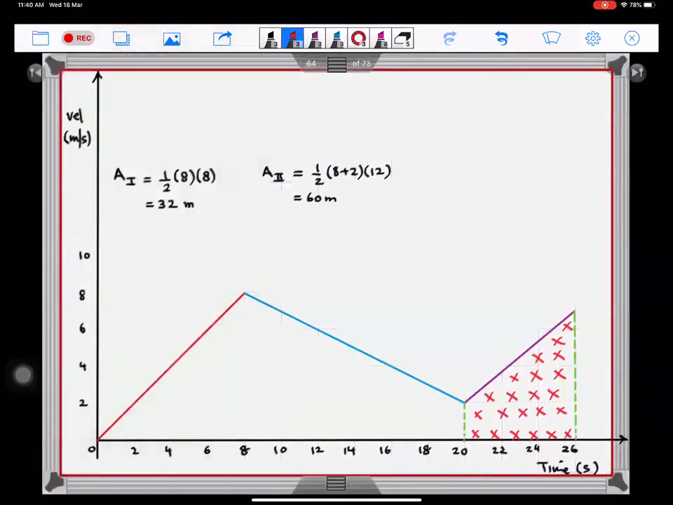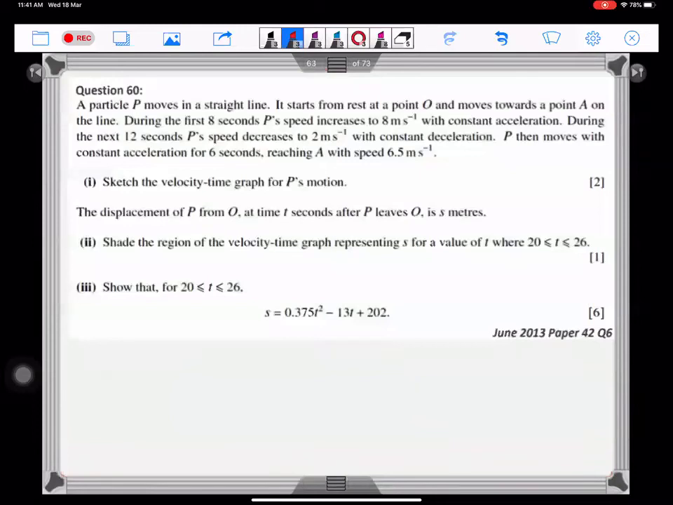And then I can say that the area for the first 8 seconds is 32 meters. The area for the next 12 seconds is 60 meters. That means the distance covered during the first 20 seconds is 92 meters. Now, why do I need this? Because the examiner has very cleverly linked a velocity time graph with variable acceleration. How? Shade the region of the VT graph. That's done. Show that for t lying between 20 and 26, s is something.